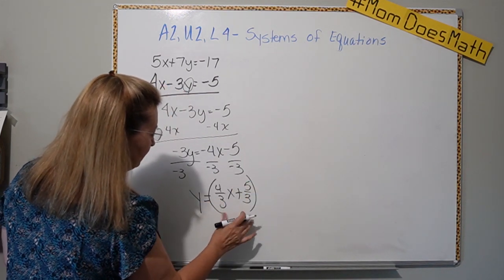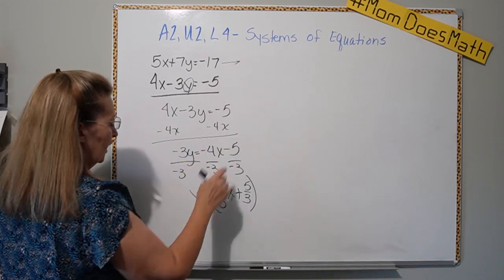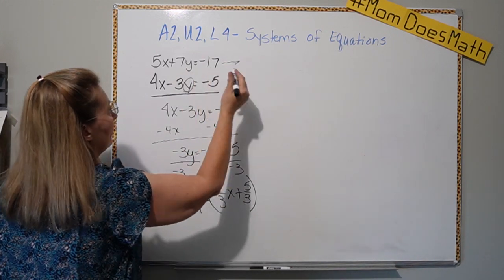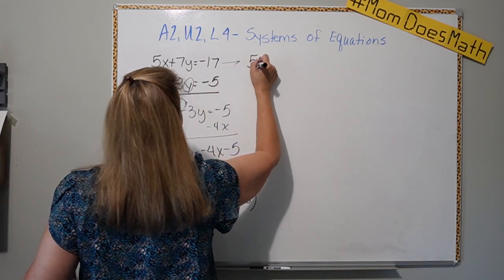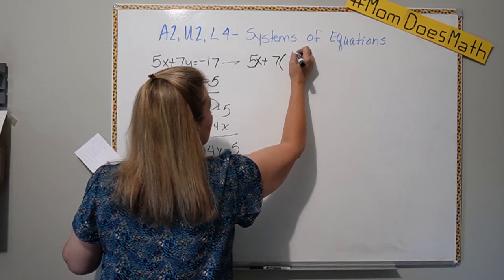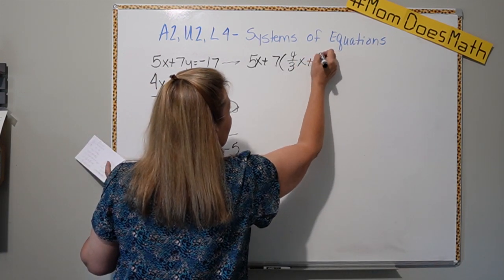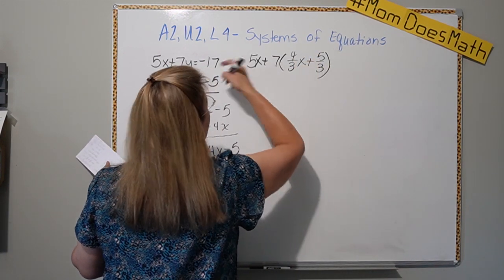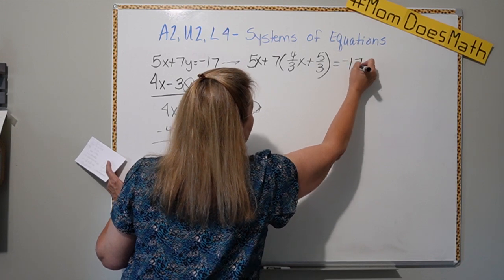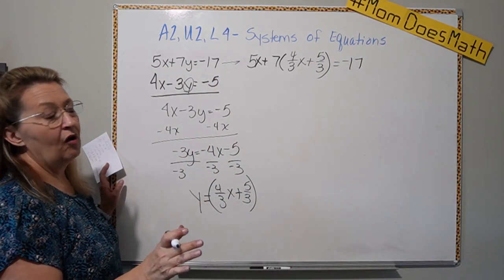Now we're going to take this expression into the other equation up here and we're going to substitute this in for y. So I'm going to have 5x plus 7 times (4/3 x plus 5/3) equals negative 17. And this is not going to be fun, but it's not going to be hard.